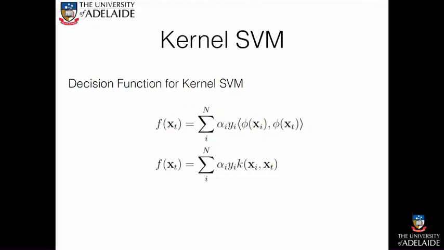And likewise, for the decision function of the kernel nonlinear SVM, all you need to do is replace the original feature xi by its feature map, the transformed features. And then we calculate the inner product with a kernel function. That's all we need to do.